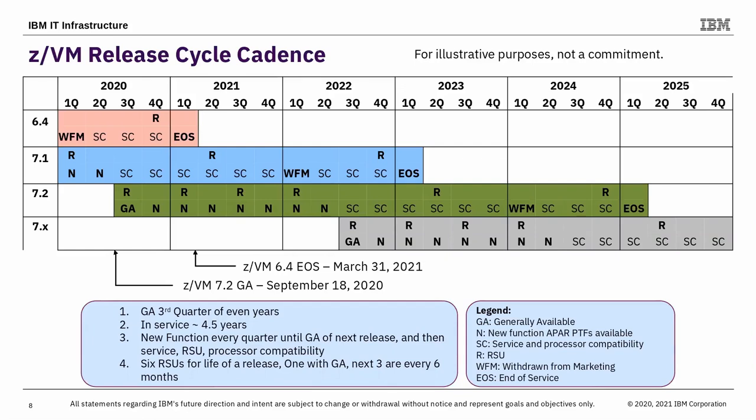And the SCs there, the service and processor compatibility. So even after a new release comes out and supersedes the old one, so here we've got a new 7.x release coming out third quarter next year, new function immediately goes into this one rather than the previous release, but the previous release is still getting support for any new hardware generations and so on that come out, and service, until it then goes end of service.